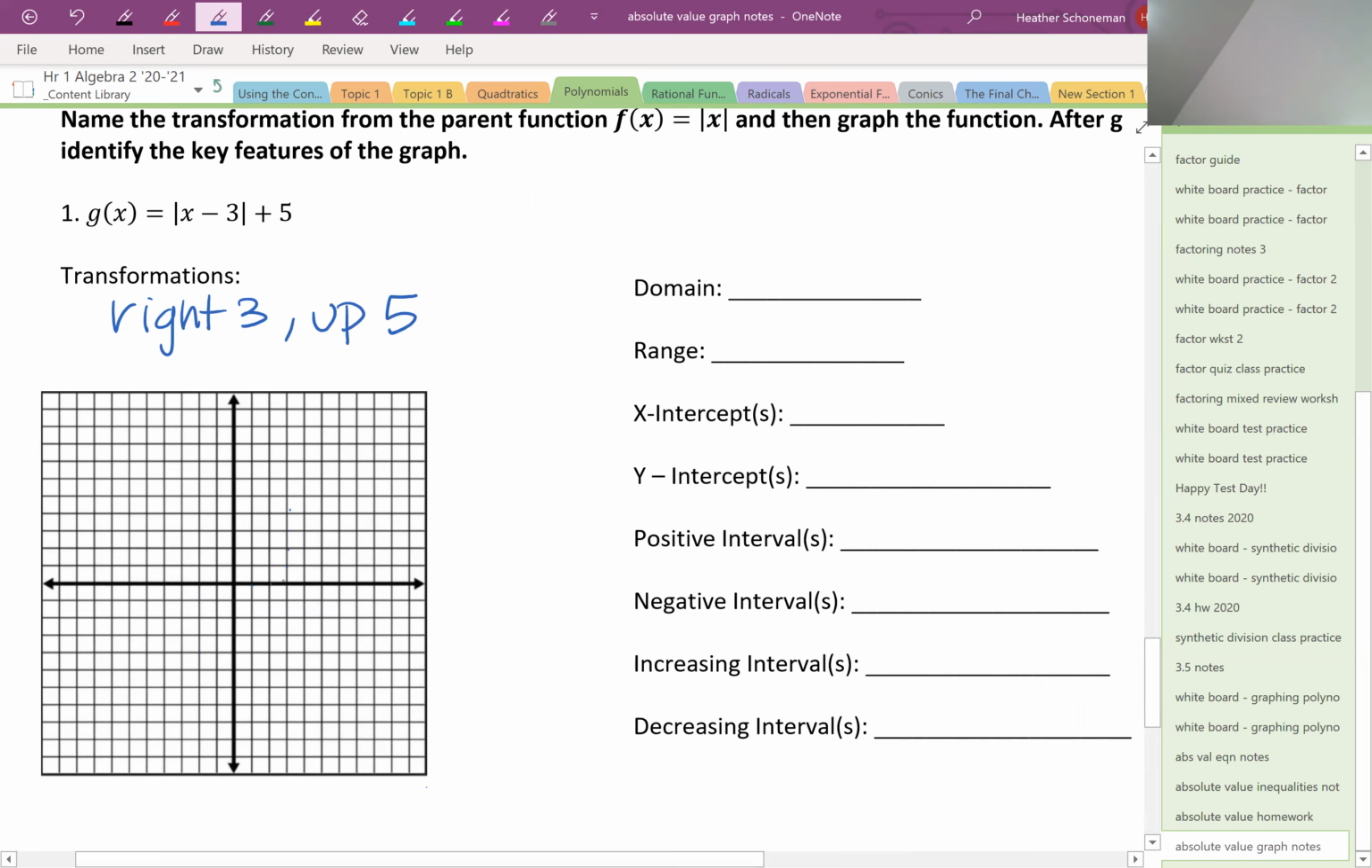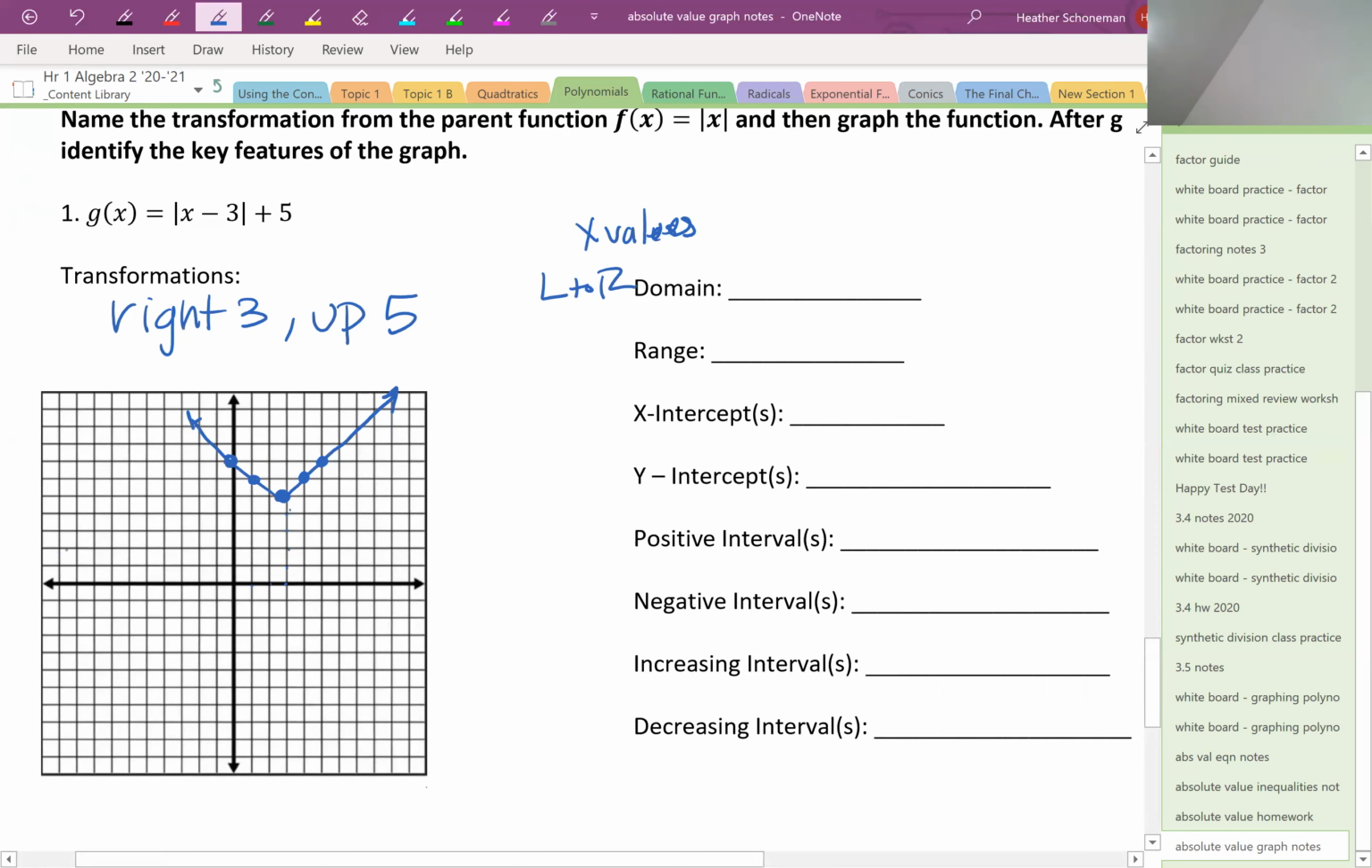So for this one, we're going to go right 3 and then up 5. Okay, so right 1, 2, 3. Up 1, 2, 3, 4, 5 is right here. And it doesn't have a stretch or reflection, so we can just make our points. And there is our graph. Okay, so let's go through and answer the questions and see what we remember. So domain is left to right, and it's the x values.